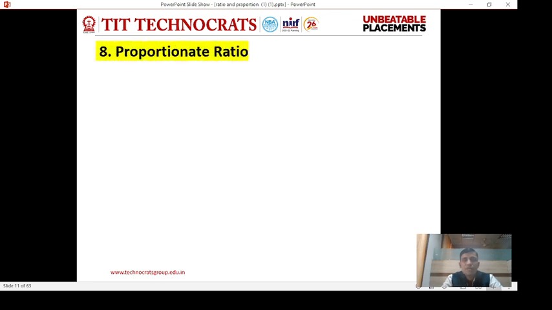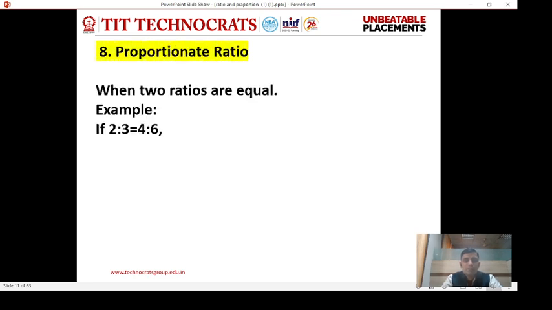Next, proportionate ratio. What is the meaning of proportionate? When two ratios are equal, that is called proportionate ratio. For example, 2 ratio 3 equals 4 ratio 6. That is, both are proportional because both ratios are equal.